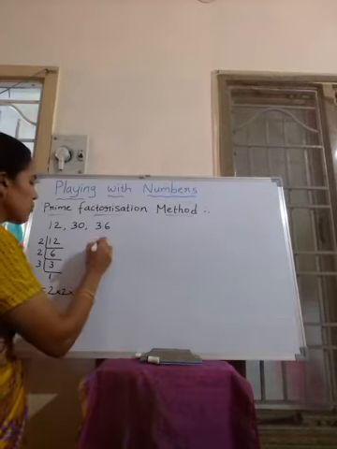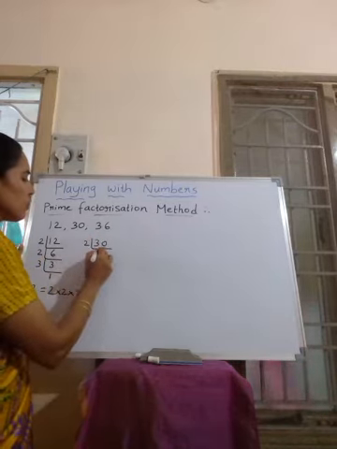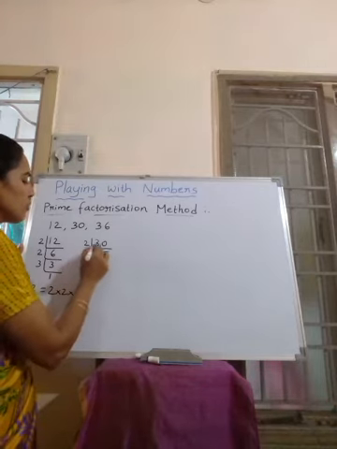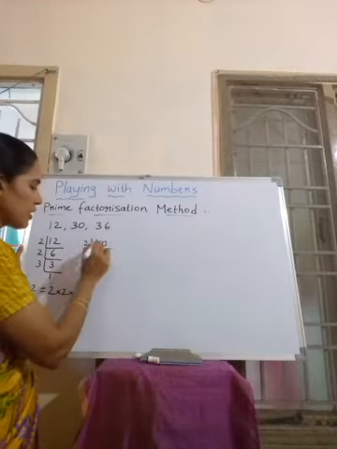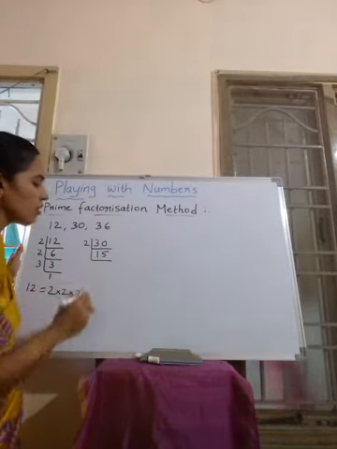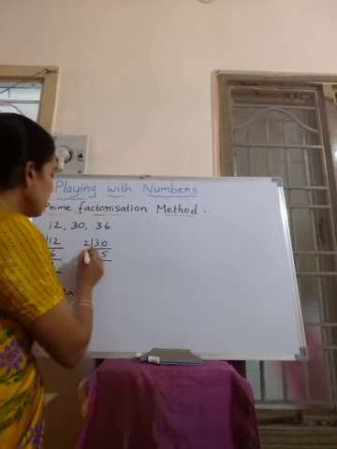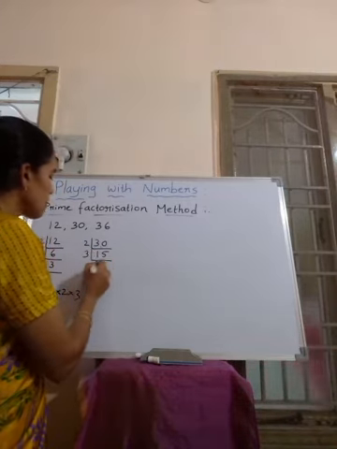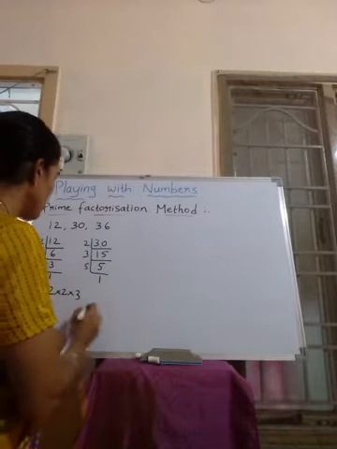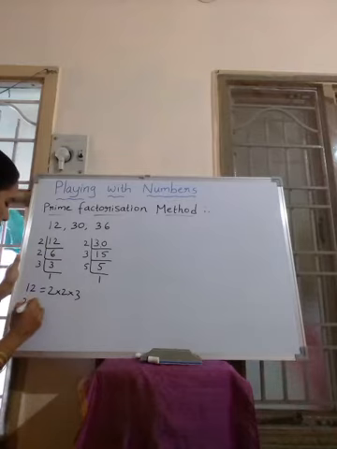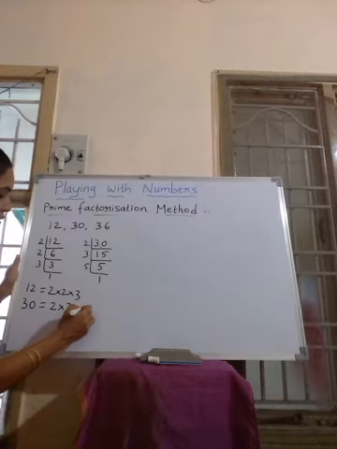Now let's take the number 30. Prime number 2 divides 30, giving 15. 15 is not divisible by prime number 2. Next prime number 3 divides 15, giving 5. And then 5 divides 1 time. Therefore the prime factors of 30 are 2 into 3 into 5.